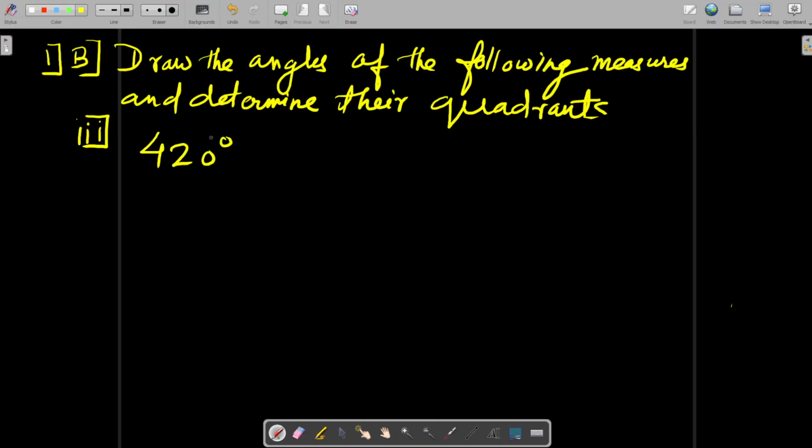Just remember, if you are going in clockwise direction, then the angle will be negative. If you are going in anti-clockwise direction, then the angle will be positive. So it is positive, so we will have to go in anti-clockwise direction. Let me draw the lines, quadrants for you.